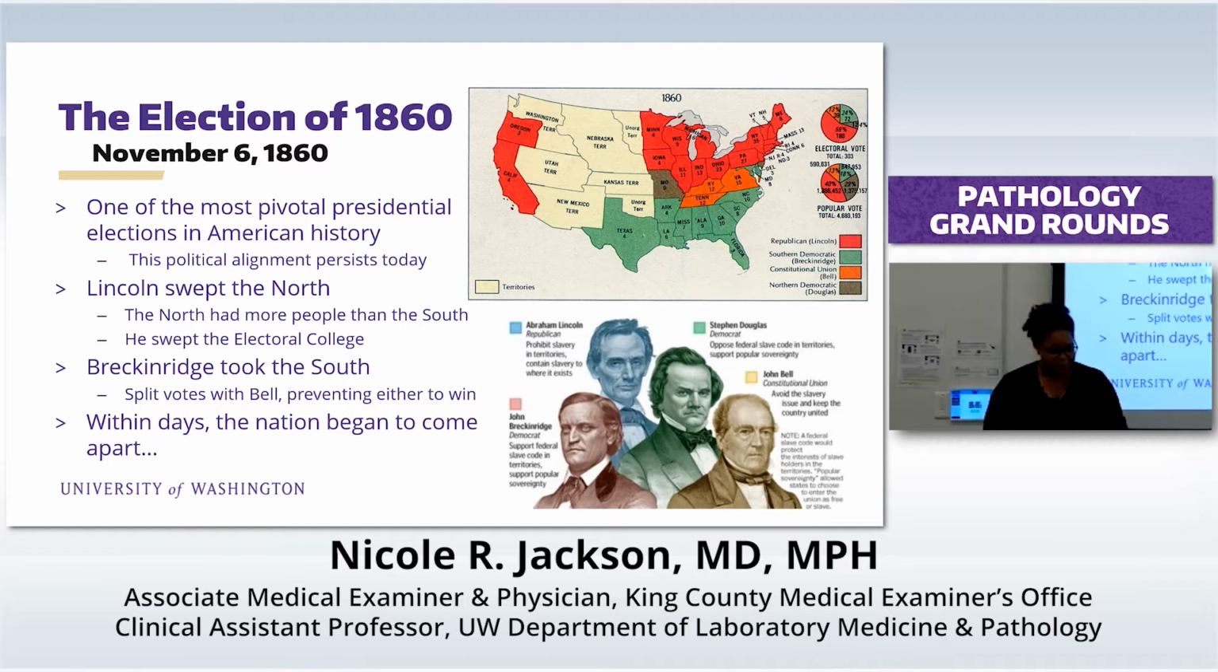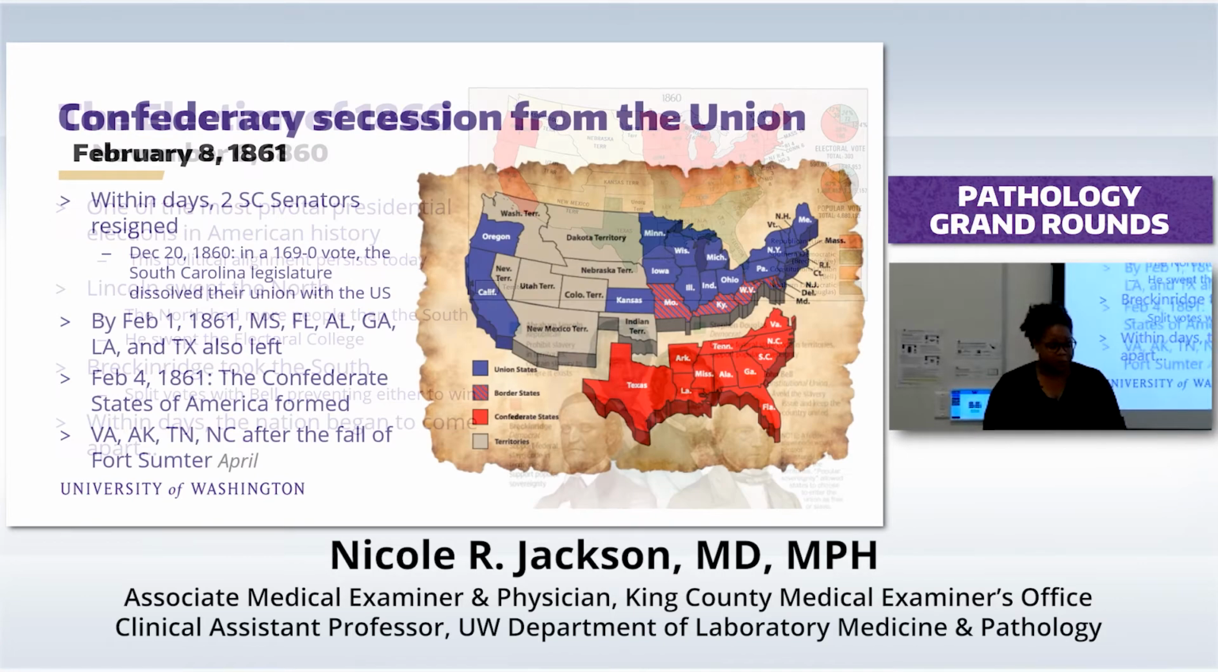The Democrat was Stephen Douglas, who opposed slavery in the newly acquired territories, and then John Bell, who just avoided the whole issue altogether. The political alignment we see stemming from this election, we see in present day politics in America. And as we know, Lincoln swept the North. Breckinridge took the South, but because he split votes with Bell, neither one of them were in the running until Lincoln won. However, literally on the order of days, our nation began to fall apart.